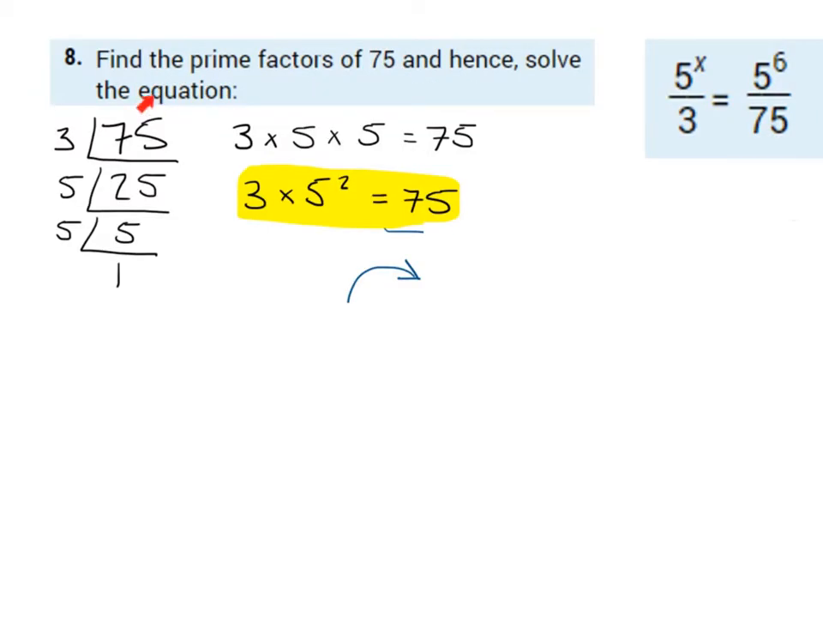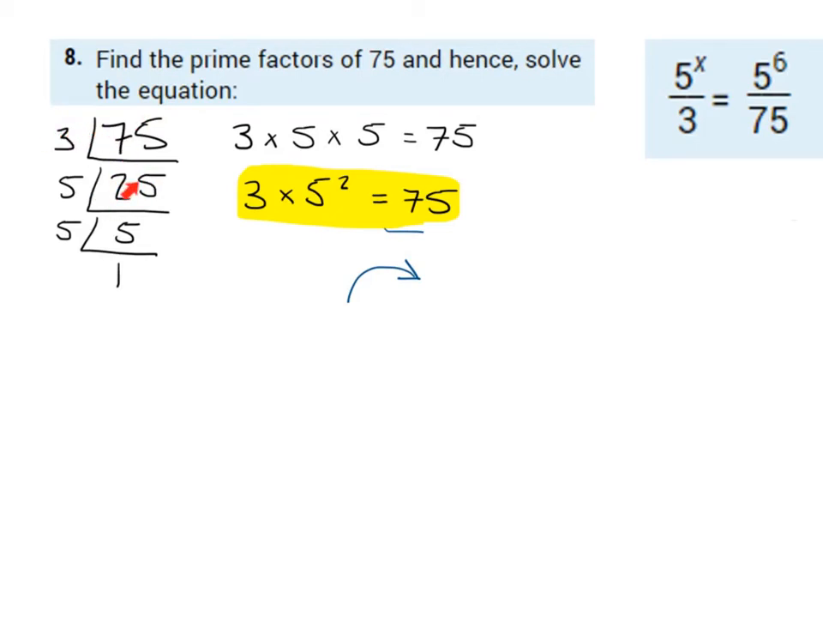So we take the number 75 and we think of the lowest prime number that will divide evenly into it. So a prime number is a number that has only two factors, itself and 1. So the lowest prime number is 2. 2 will not divide into 75 evenly. So we go to the next prime number. And the next prime number is 3. So 75 divided by 3 leaves us with 25.